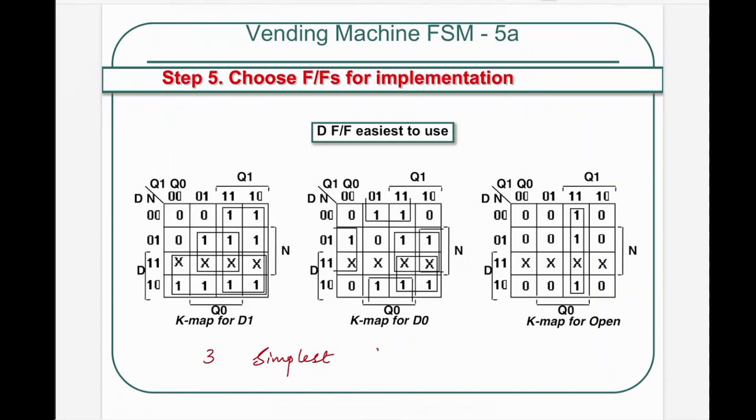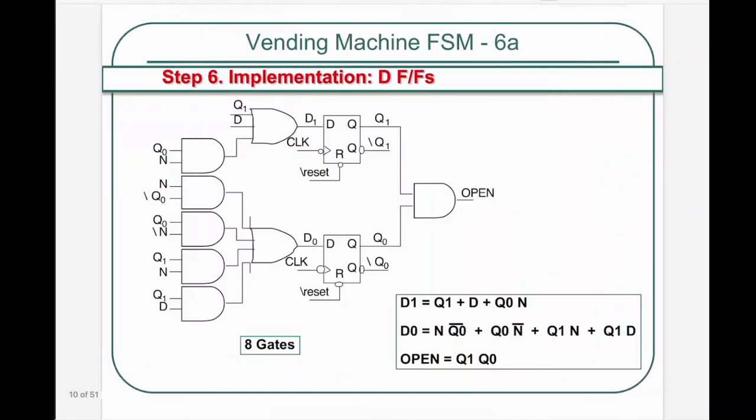SOP, right? So the three simplest SOP logic expressions are what we are going to get, because we are combining the ones clearly. All right, so once we get that, our last step, step number six, is going to be to implement. In this case, we are using D flip-flops. Now, it can be a little bit tricky. It's not very difficult to do this last step, but it can be a little bit tricky.